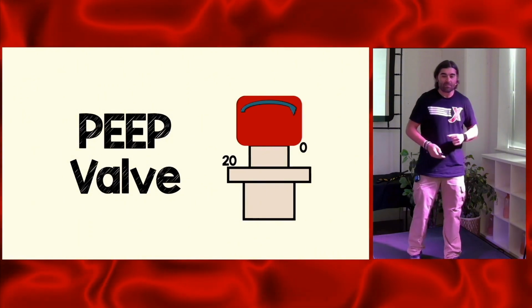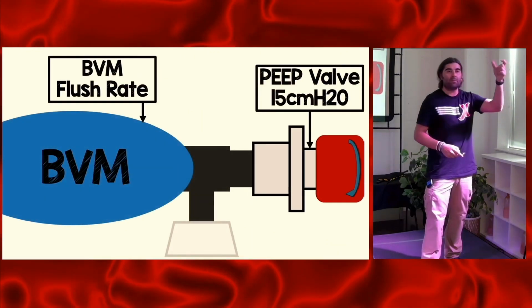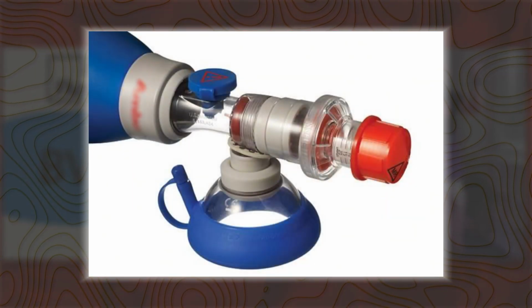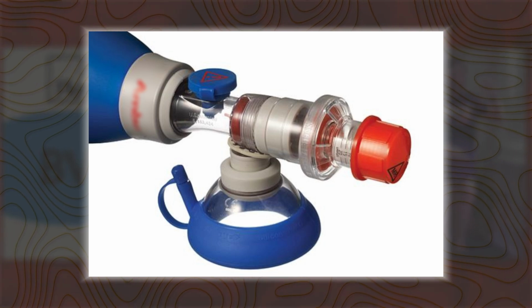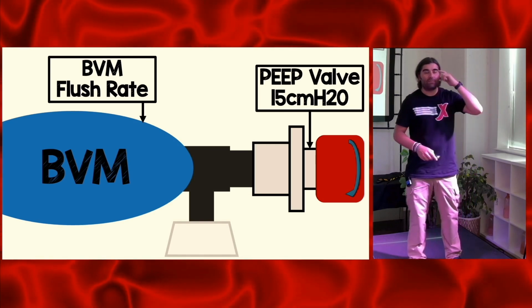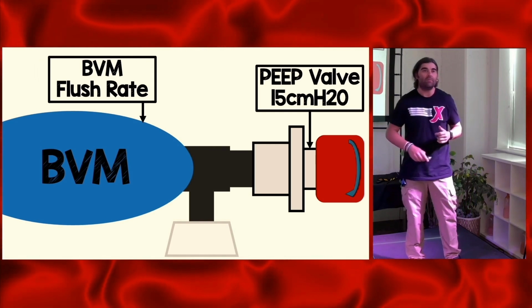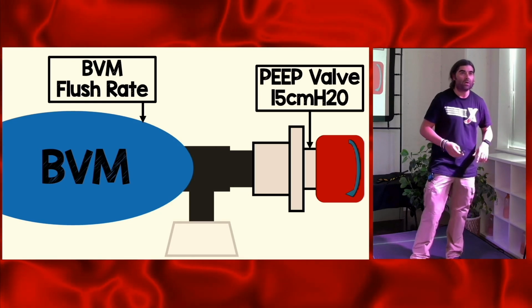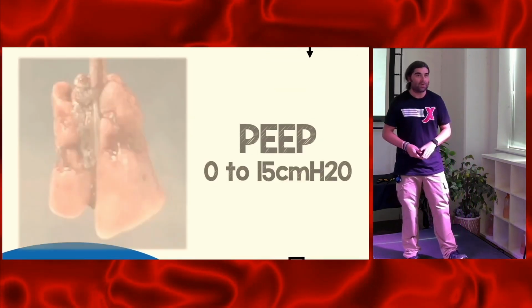For those of you who aren't familiar with the PEEP valve, it's just this thing, some of them are blue, but it's red, and you literally turn it all the way up to 20. I do mine at 15. I like 15 liters of nasal cannula, I like flush rate, and then I like 15 of PEEP valve. It just makes less things to remember. That's not based on any studies or evidence.